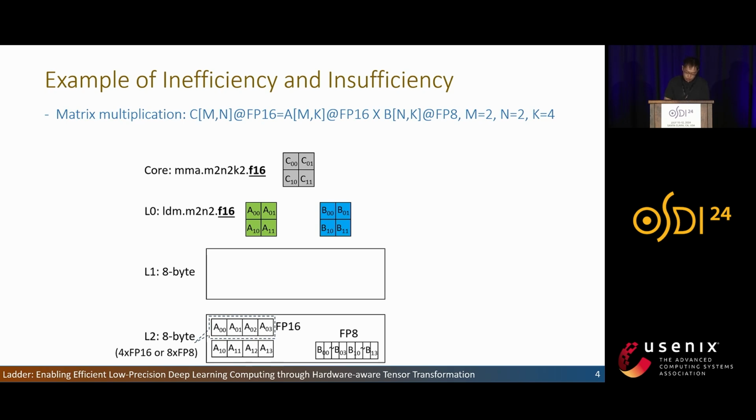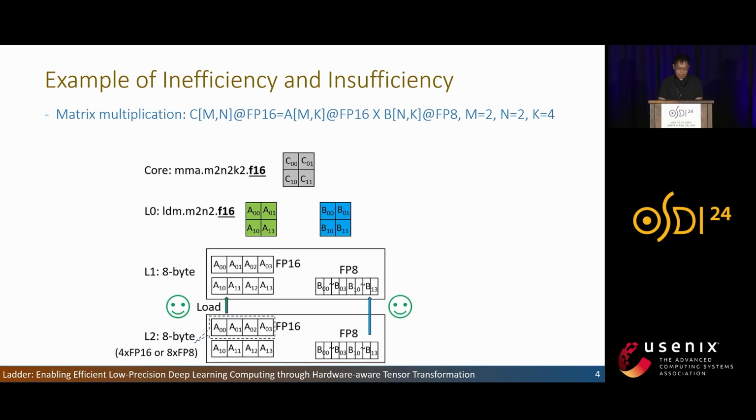We assume L2 and L1 require an 8-byte transaction, which can be saturated by 4 FP16 values or 8 FP8 values. The L0 requires the load matrix instruction of an M2, N2 shape of FP16 values, and the core requires the MMA instruction of multiplying 2, M2, N2 shape of FP16 values.